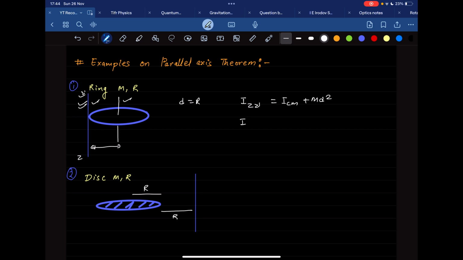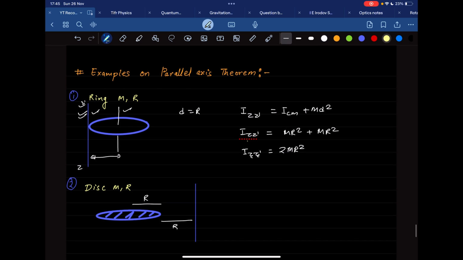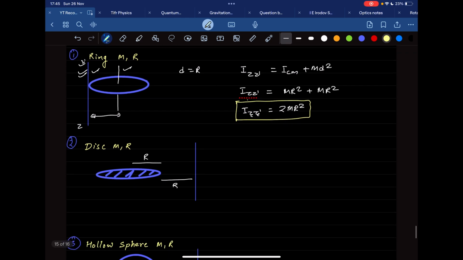So I z dash will be equal to I_CM. Now do you remember what the I_CM is? I center of mass of the ring, about an axis perpendicular to the plane, is mr square, plus md square, which is again mr square. So I z dash is 2 times mr square. This is how we can find it using the parallel axis theorem.